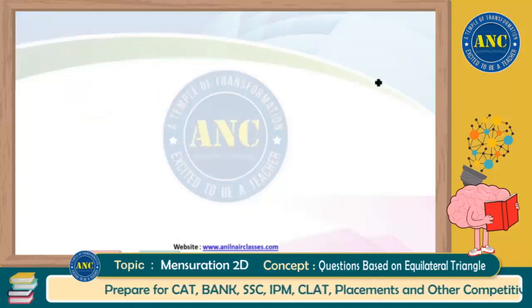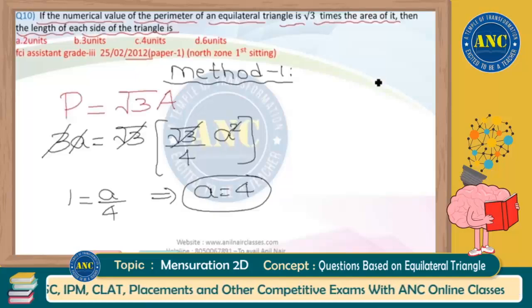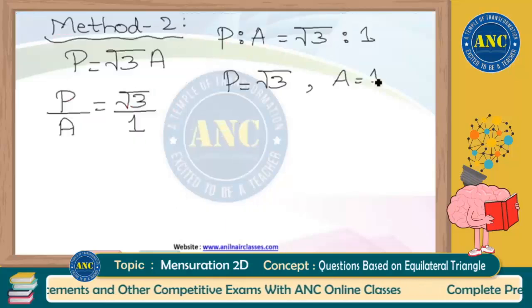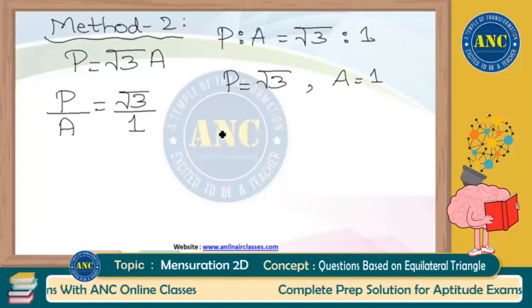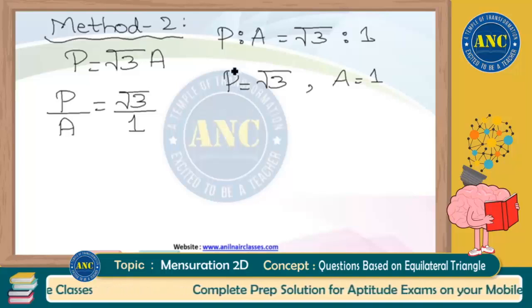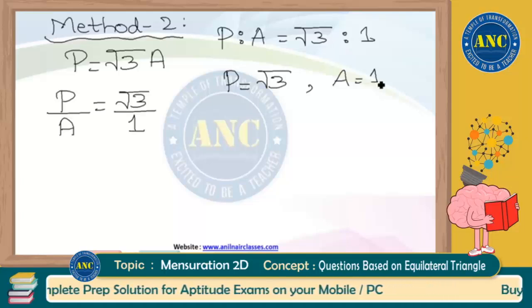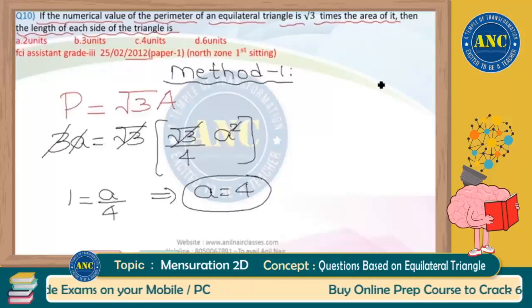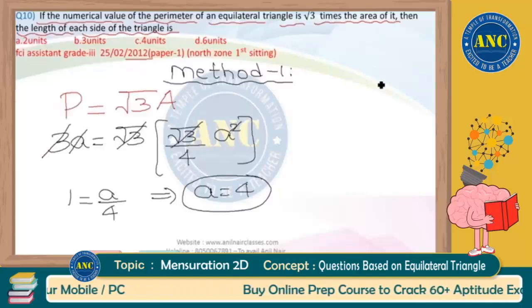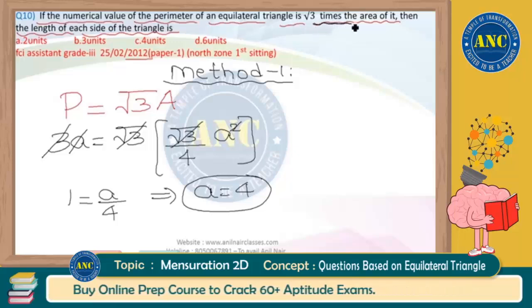So what I will do in method 2 is, it is given that the numerical value of perimeter and area, they both are same, right? That means if perimeter is root 3, then area should also be root 3, right? That is what they are basically telling. It is not same. In fact, the numerical value of perimeter is root 3 times of area.